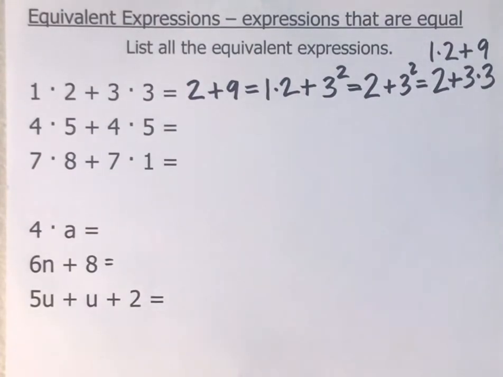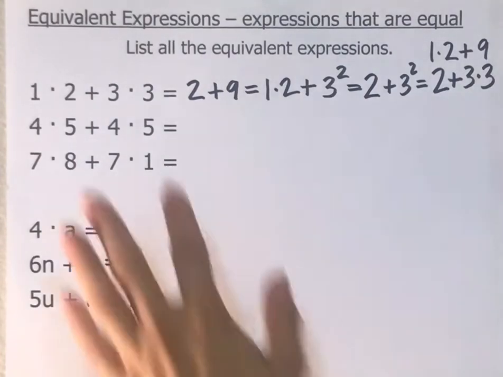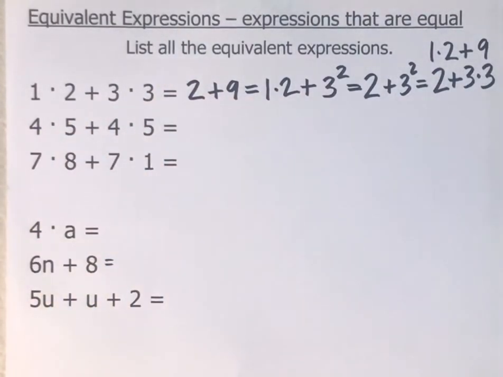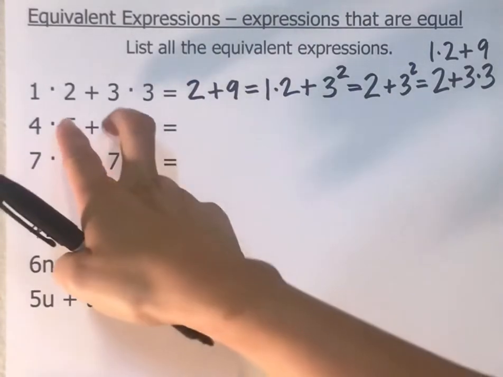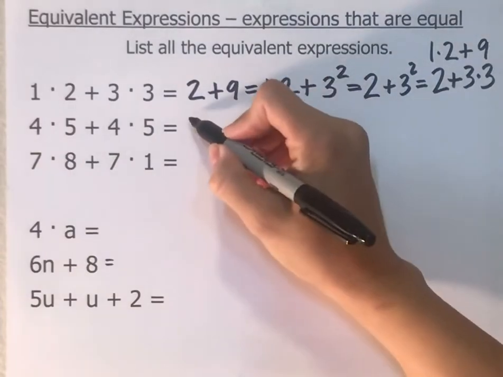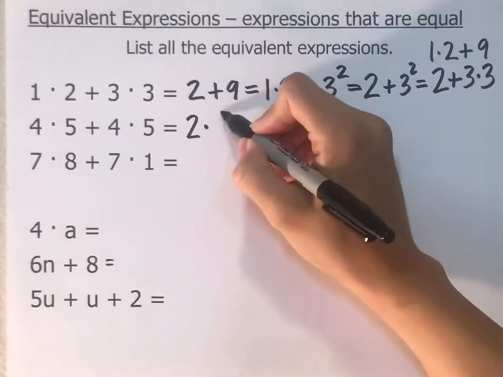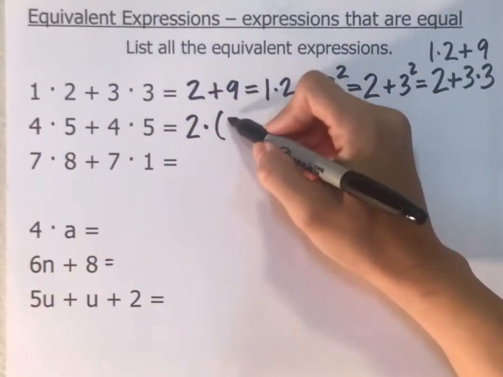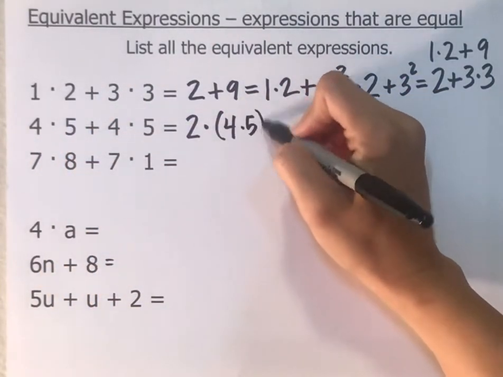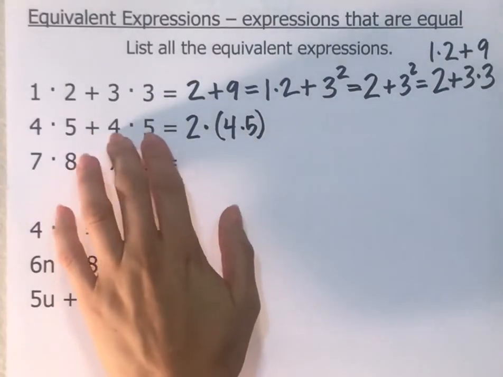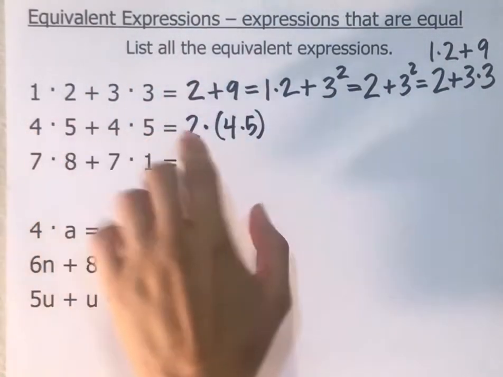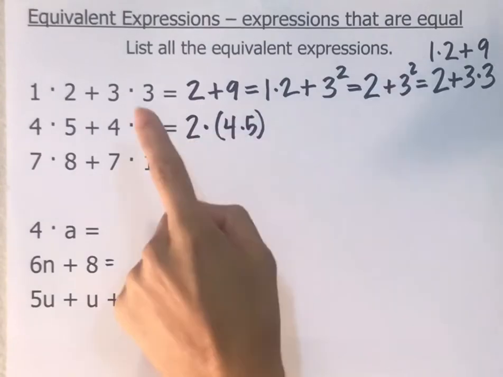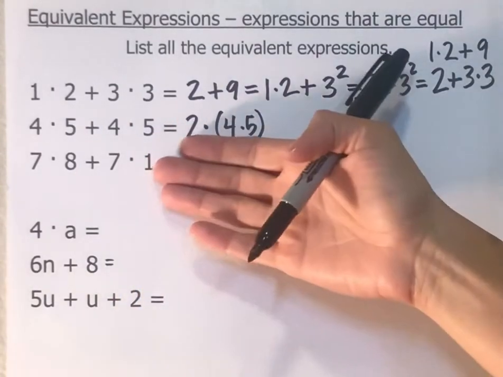Okay, another one that we have here is 4 times 5 plus 4 times 5. So how do I represent that? This one I can do with parentheses. I see that I have 2 of the same thing, so I'm going to do 2 times, and then in my parentheses, I'm going to do 4 times 5, because I have 4 times 5 two times. So I have 2 of those, so I can just multiply it by 2.